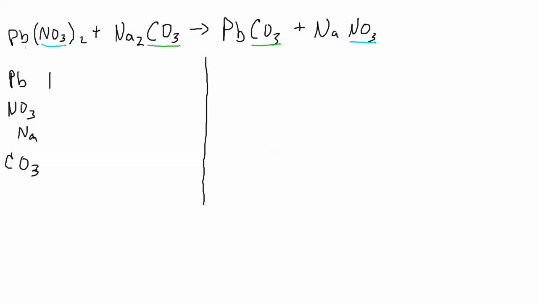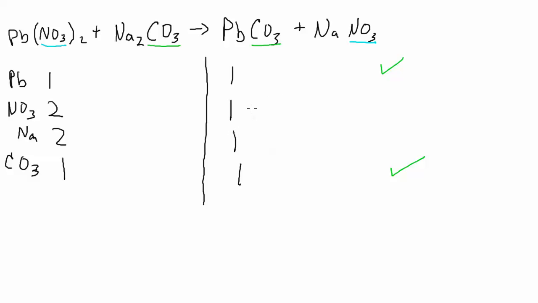There's 1 lead on the reactant side. There's 2 nitrate on the reactant side, there's 2 sodium on the reactant side, and there's 1 carbonate on the reactant side. On the product side, there's 1 lead, there's 1 carbonate, there's 1 sodium, and there's 1 nitrate. So it looks like lead's balanced right now, and carbonate's balanced right now. It looks like the only 2 that aren't balanced are the nitrate and the sodium.